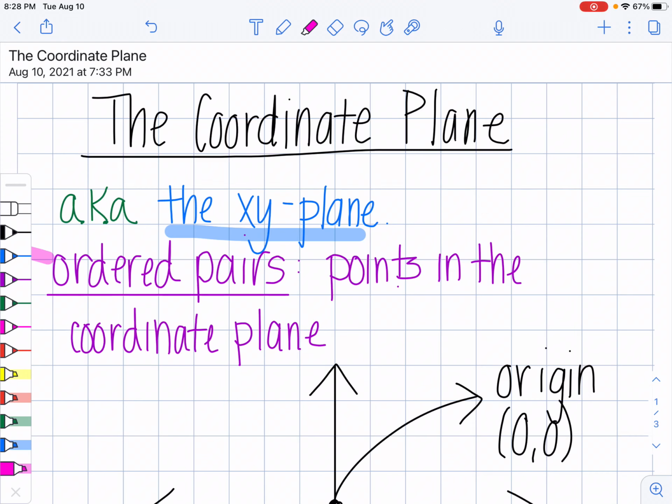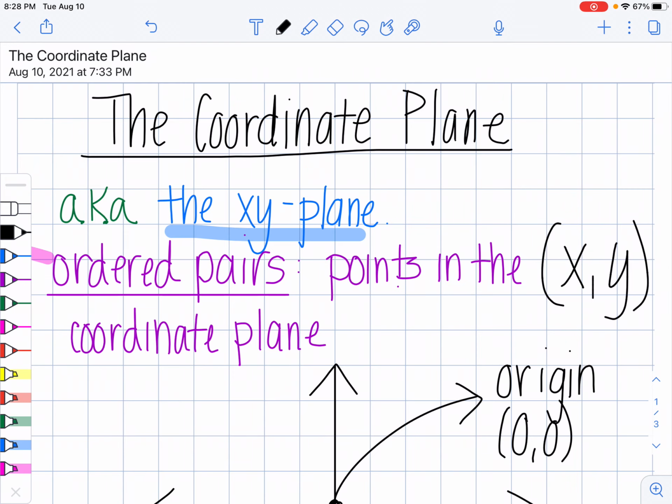Hello! In this video we're going to talk about the coordinate plane, which is also known as the XY plane. Before we talk about that, we also have to talk about what are called ordered pairs. Ordered pairs are points in the coordinate plane, and you might have seen them before. We usually write them out like this. They go in parentheses and it's an X comma Y.